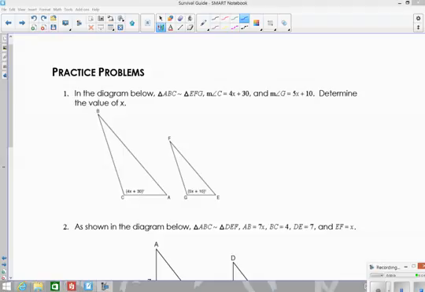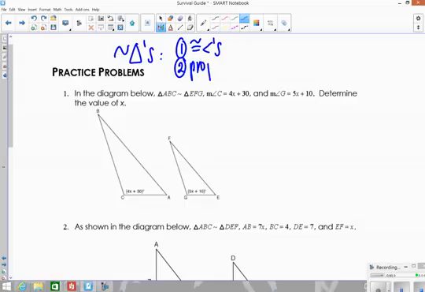For these practice problems, we're looking at similar triangle properties. Two things you want to remember about similar triangles: similar triangles means two things, congruent angles and proportional sides. So when we're looking at these problems, if we know that the triangles are similar, it means that the sides are proportional, so we can set up proportions, and the angles are congruent.